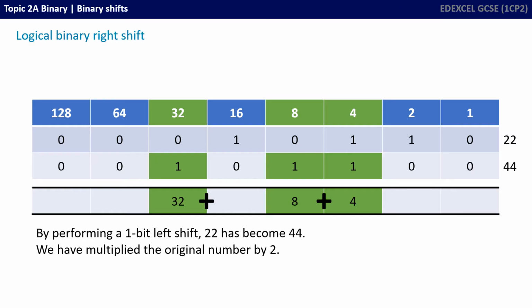So if we left shift the number 22 one place, what we get back is 32 plus 8, which is 40, plus 4, which is 44. So 22 has become 44. In effect, we've multiplied the number by 2. Now you don't just have to shift by 1 bit, you could shift by 2 bits or more. The principle is the same. The bits are going to disappear off the left-hand side, they're going to get padded on the right-hand side, and any in the middle are going to be shifted over that number of places.